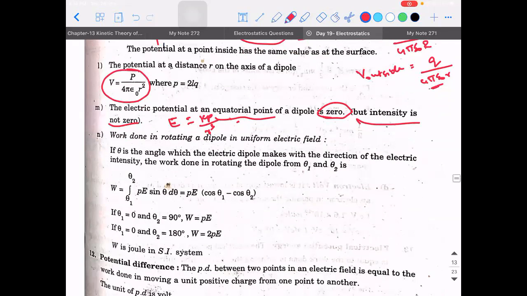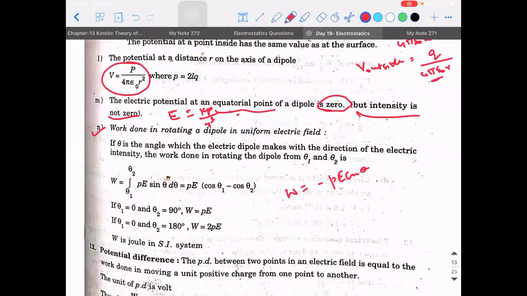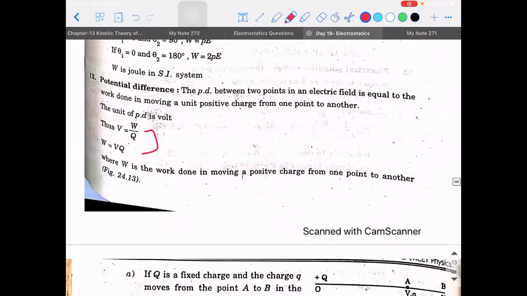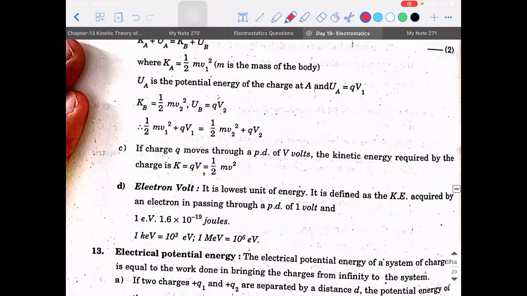I hope you remember this. Kp divided by r cube, where k is the value of 1 by 4 pi epsilon naught. Next, what is the amount of work done in rotating a dipole? What is the work done or the potential energy of a dipole? It is given by the formula minus PE cos theta. Do you remember? So minus PE cos theta. These formulae we have already seen. The remaining things I'll explain while we do the problems.